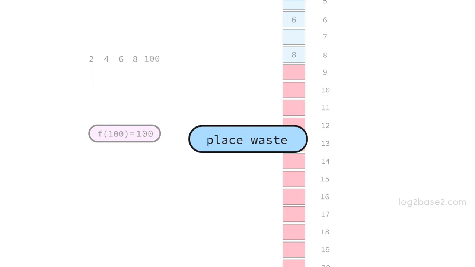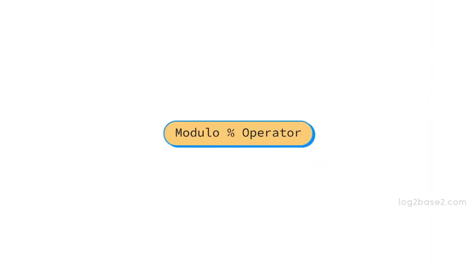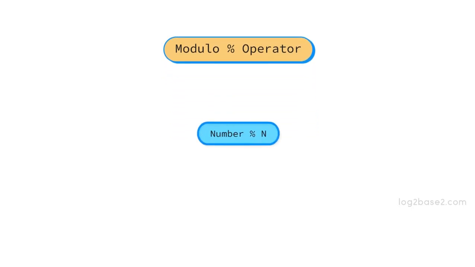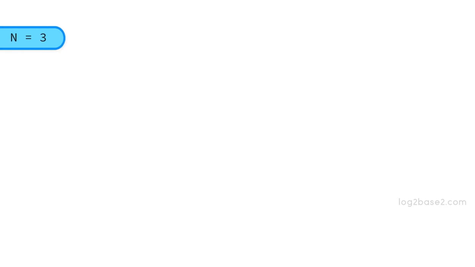We can reduce the space using the modulo operator. As we know, when we use the modulo n operator, the output is always in the range of 0 to n minus 1. For example, let us assume n is equal to 3.